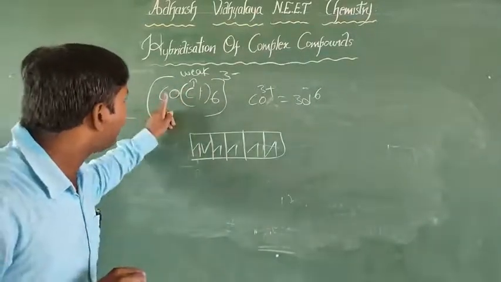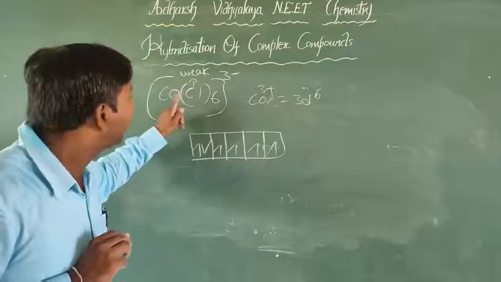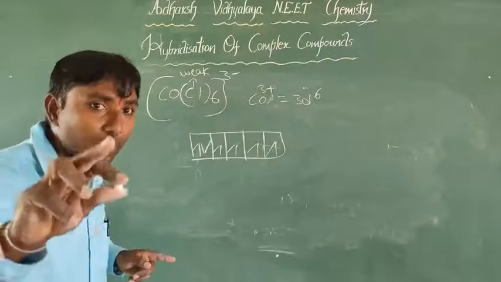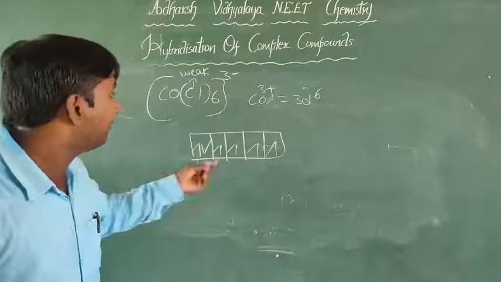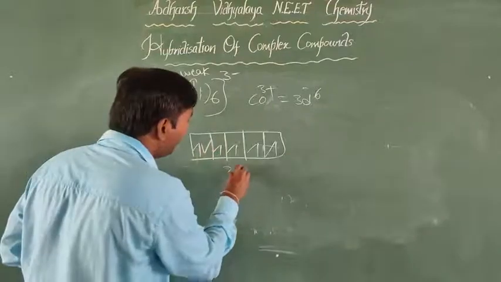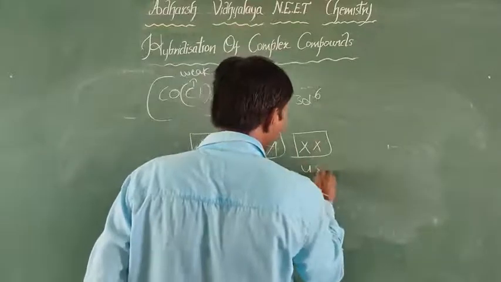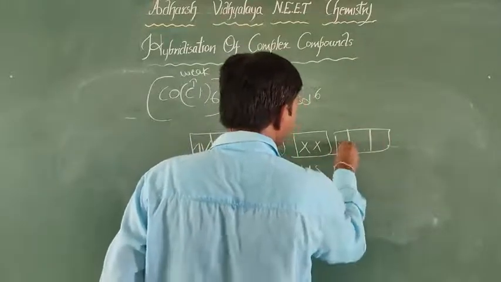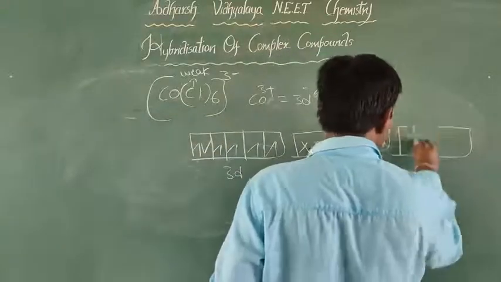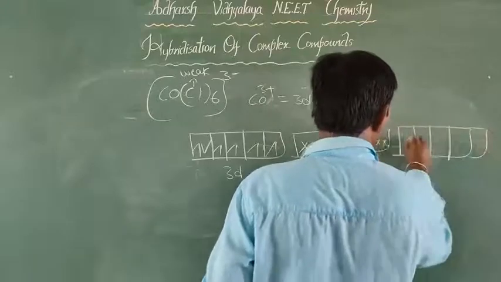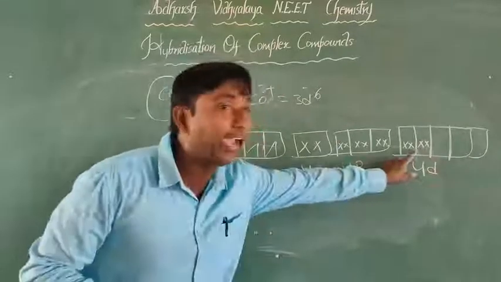Understand now? Here cobalt is bonded with how many chlorine ligands? 6 chlorine ligands. That means cobalt forms 6 bonds with ligands. 6 bonds means 12 electrons. We require 12 electrons, but here the 3d shell has no vacant orbital. That's why these electrons are filled in 4s, 4p and 4d. This is important. Here we are involving nd orbitals.